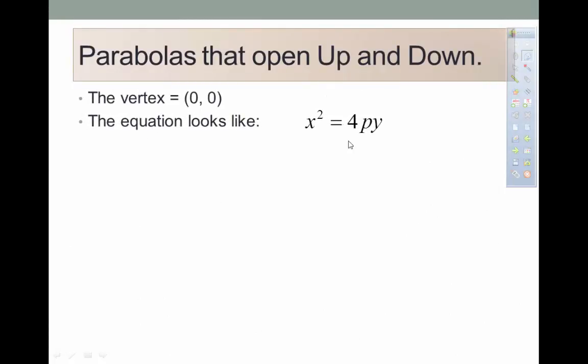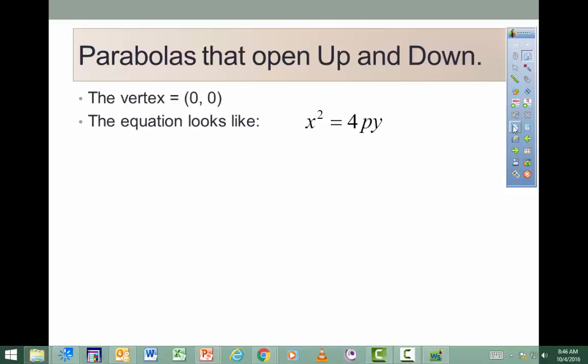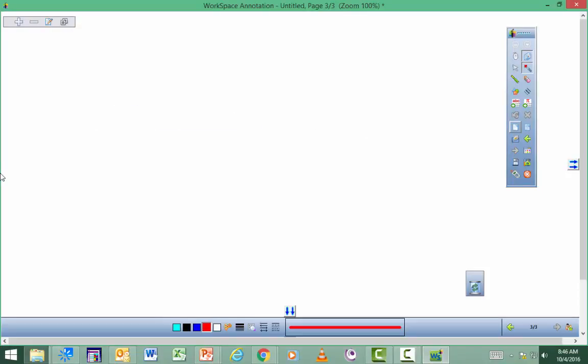And so where does this equation come from? We're saying x squared is equal to 4py, and there's a vertex at 0, 0. Let me just show you something real quick. I'm going to try and go through this real quick. Where did that equation come from?